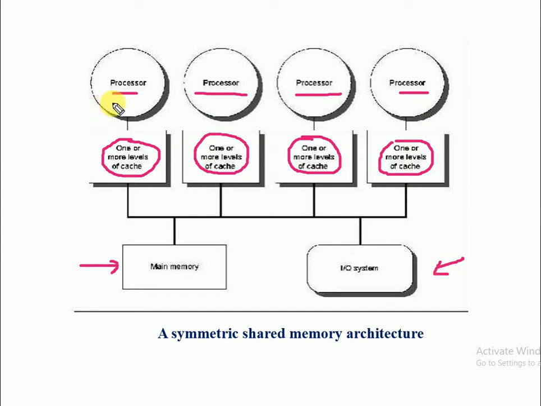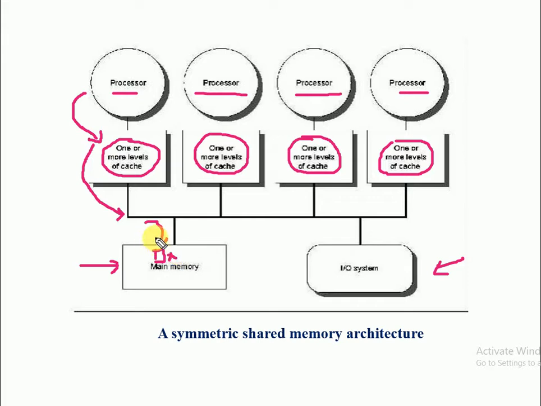Now if this processor requires some data, it will primarily look into the cache. If it is not available, it will look into the bus. Through the bus it will refer to the main memory. So that data is available within this primary memory. For example, the data is X.